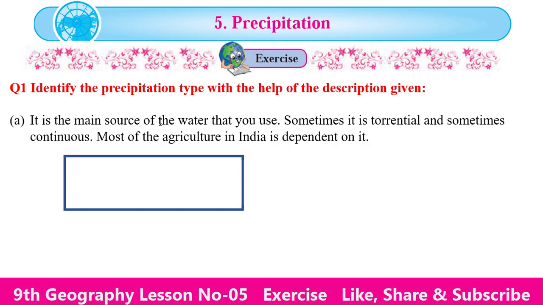First, it is the main source of the water that you use. Sometimes it is torrential and sometimes continuous. Most of the agriculture in India is dependent on it. The answer is rain. Now next.